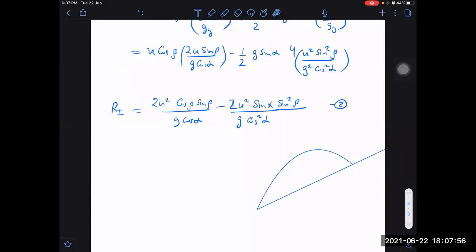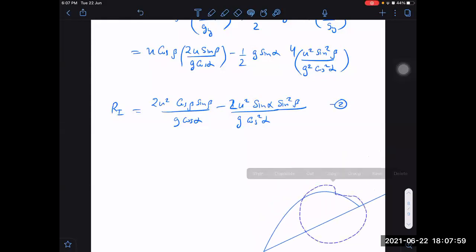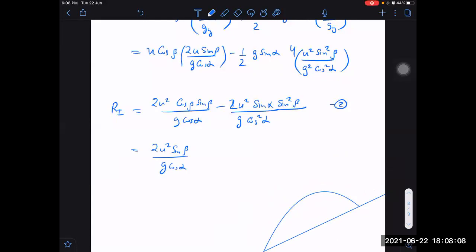Now you think how to prove. Who is good at trigonometry? I can take sine beta common outside, g also common outside, and cos alpha also common outside. What are we left with? We are left with cos beta minus sine alpha sine beta divided by cos alpha. And then we can write it as 2u square sine beta divided by g cos alpha.